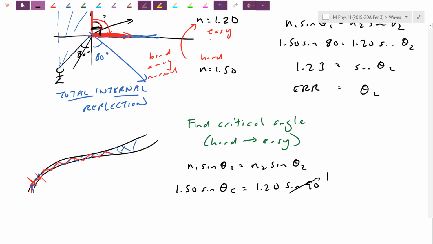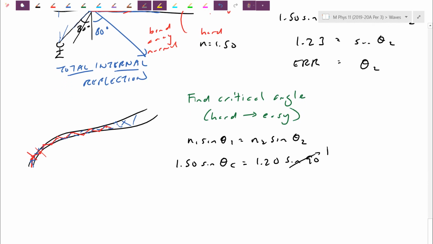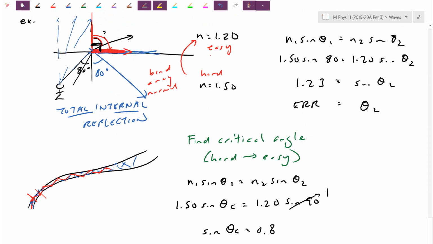Sine 90 happens to be 1, so that term just drops out. And then we just want sine theta c equals 1.2 over 1.5, so this won't complain anymore. Inverse sine of 0.8 gives you 53 degrees. So if I look out at 53, that was the last ray that would have gotten out. It just manages to peek out. If I look at it at 53.1 or 54 degrees, even at 54, let alone my 80 here, it would definitely just reflect back the way it came.